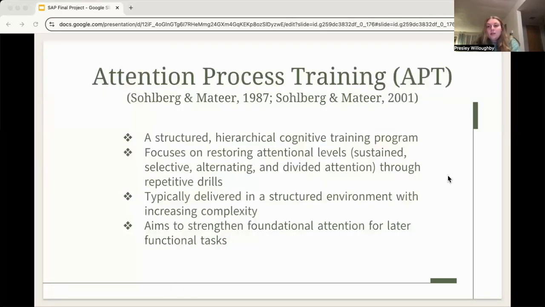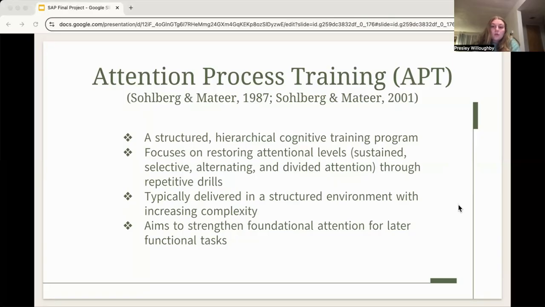Attention process training is a direct restorative cognitive training program that is designed to rebuild attentional capacities through structured hierarchical drills. APT targets sustained, selective, alternating, and divided attention using repetitive tasks that gradually increase in complexity. APT sessions typically occur in highly structured and low distraction environments to help maximize attention to tasks. And the goal of APT is to strengthen underlying attentional systems that support more complex executive functioning.